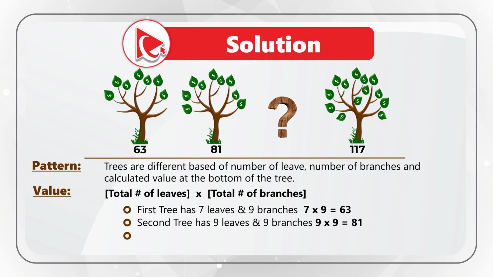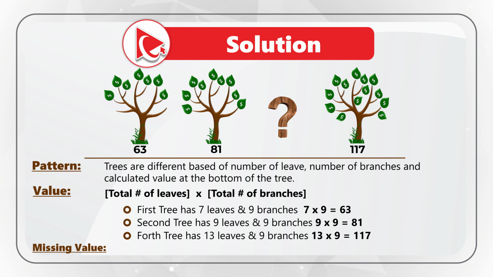The third tree is missing, but the fourth tree has 13 leaves and 9 branches, and 13 multiplied by 9 equals 117. So to calculate the missing value on the third tree, you need to multiply 11 leaves by 9 branches, and 11 multiplied by 9 equals 99.